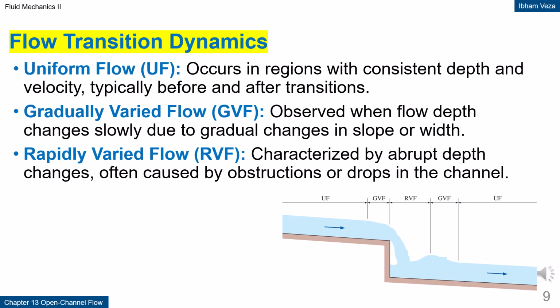Flow transition dynamics. In practice, flow is not always uniform and often experiences changes in conditions. Slowly changing flow is called gradually varied flow, while abrupt changes are called rapidly varied flow. Between these two conditions, there are regions of uniform flow before and after the transition.